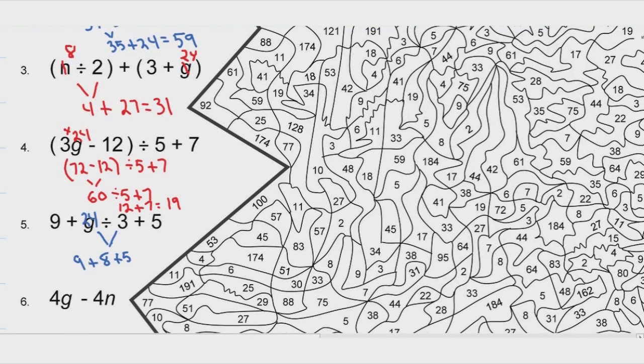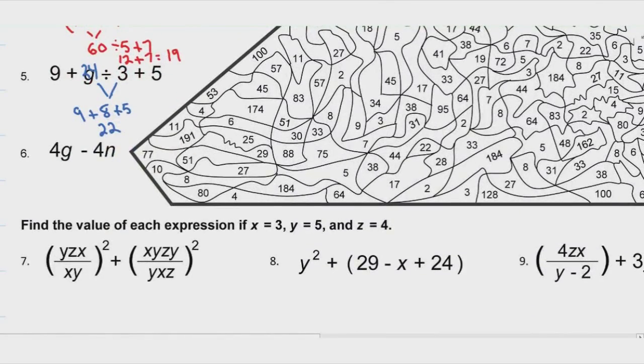And since it's all addition, order doesn't matter, so you can add whatever you want. Well, 9 plus 8 is 17, plus 5 is 22. And last one, number 6. Here we do have a G and an N. G is 24, and N is 8. And again, we have a number next to a variable, so we need to multiply.